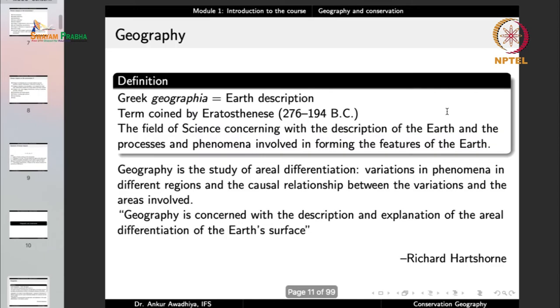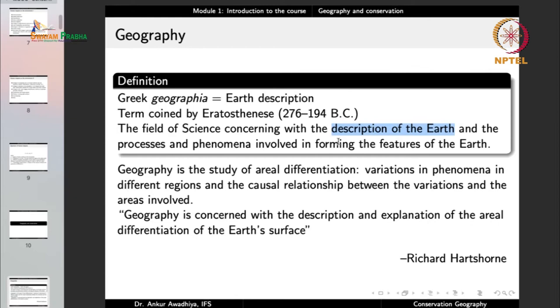In the next lecture, geography and conservation, we saw that geography comes from the Greek word root geographia, meaning the description of earth. The term was coined by Eratosthenes, and it is the field of science concerning the description of the earth and the processes and phenomena that are involved in forming the features of the earth. That is, we are asking what is there and why it is there.